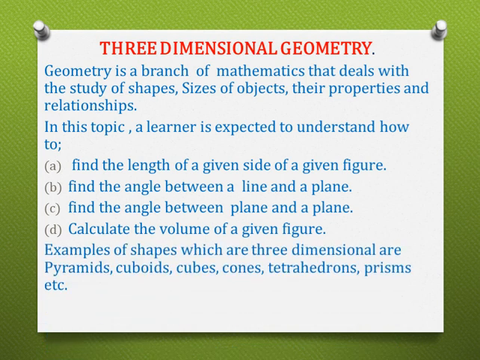Now we are going to look at a few examples of shapes which are three-dimensional. A few examples are pyramids, cuboids, cubes, cones, tetrahedrons, prisms, etc. Now let's begin with the right pyramid.